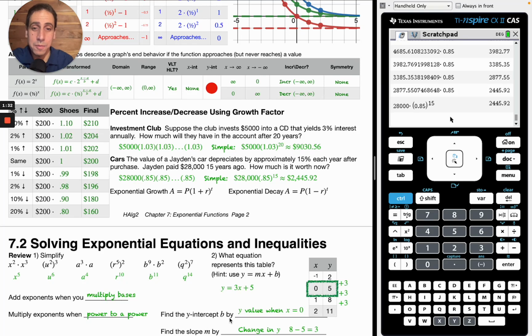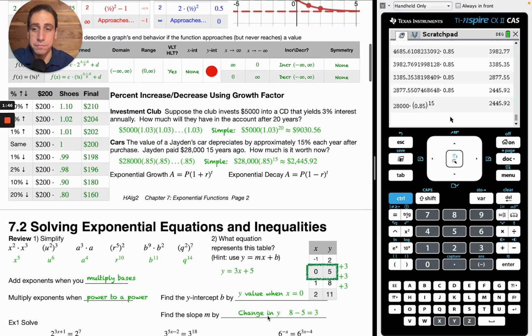So we find the y-intercept by the y value when x is equal to 0. You look on the table, where is x equal to 0? Boom. And there's the y value. That's going to be the b right here. And you're going to find the slope by what's the change in y. 8 minus 5 is 3.